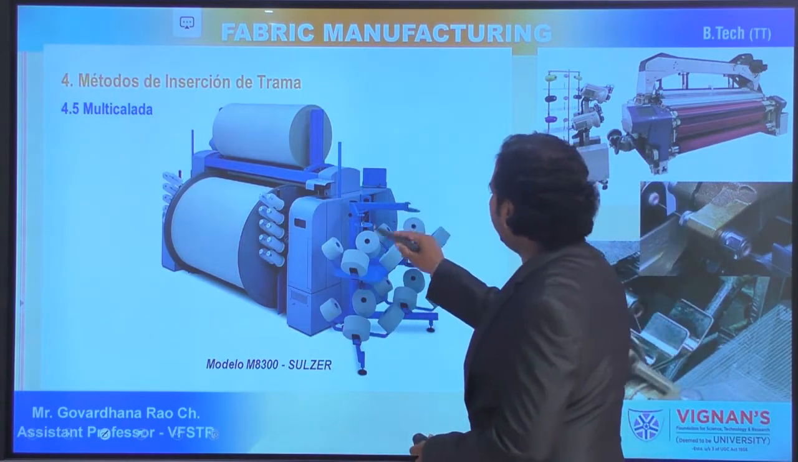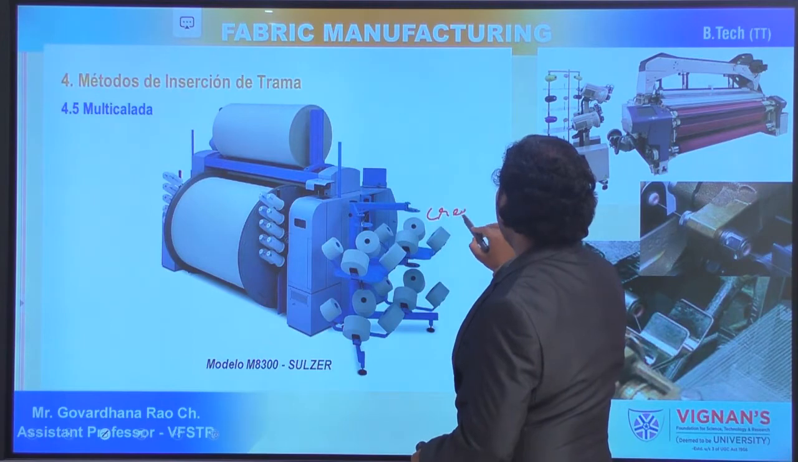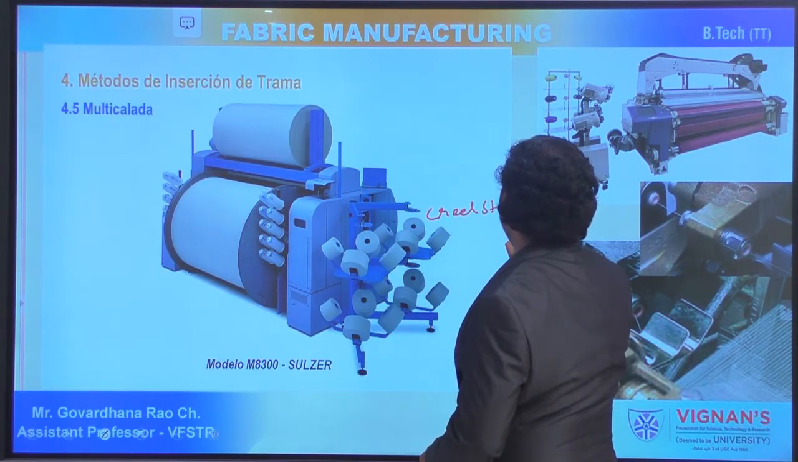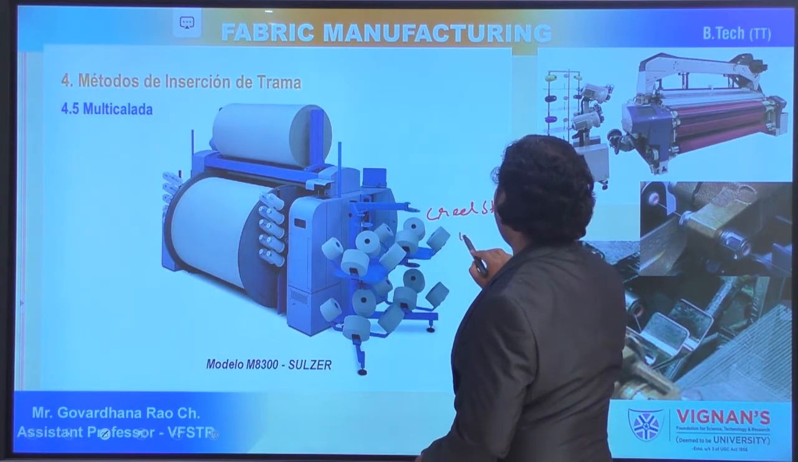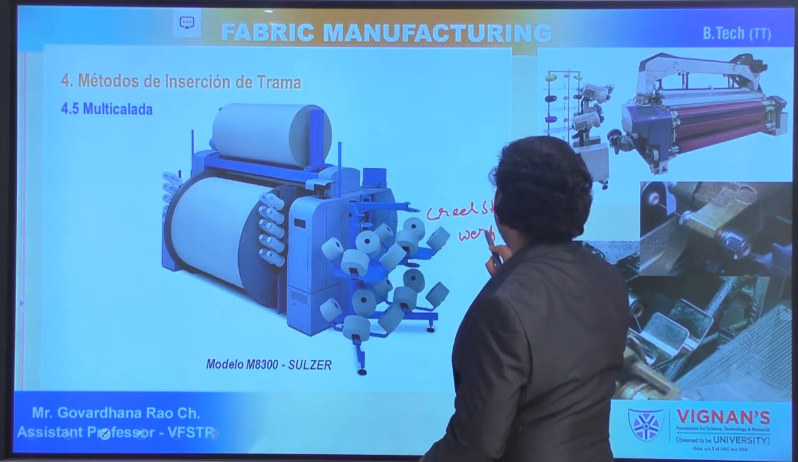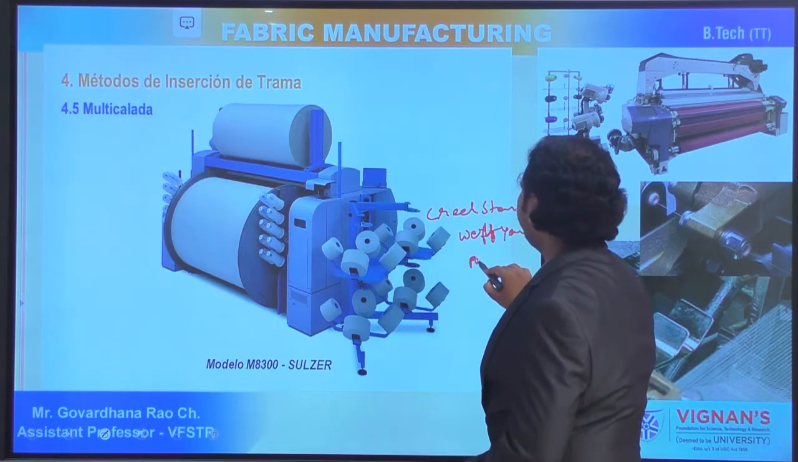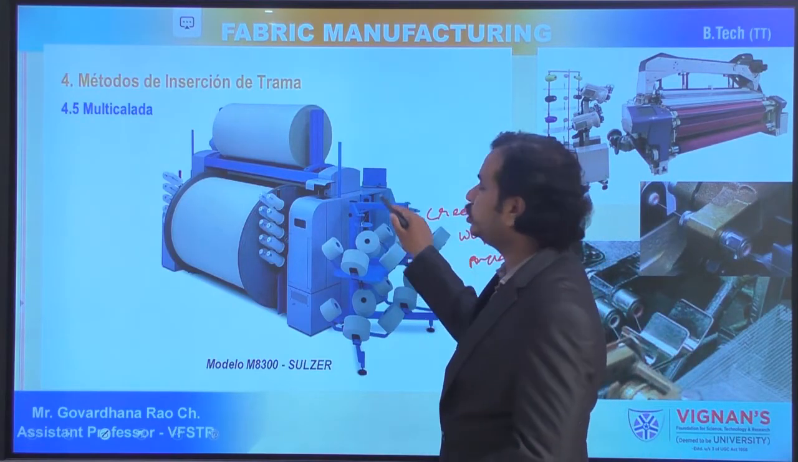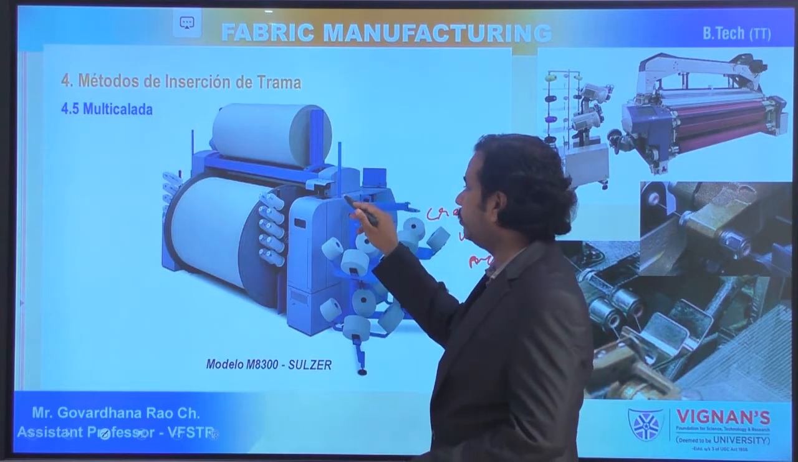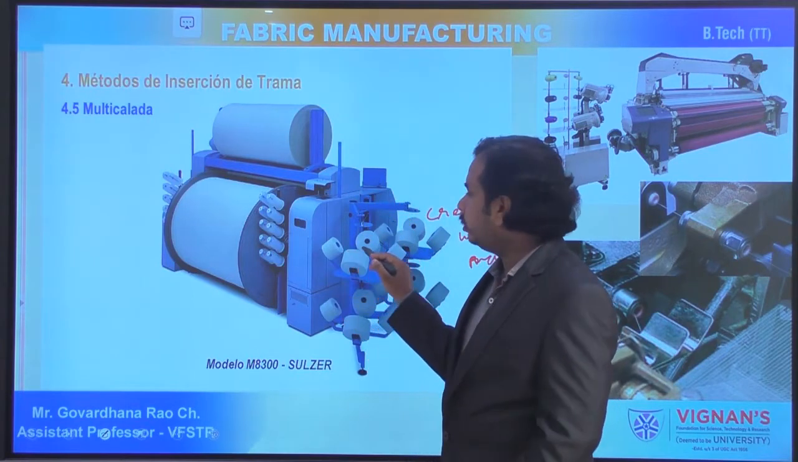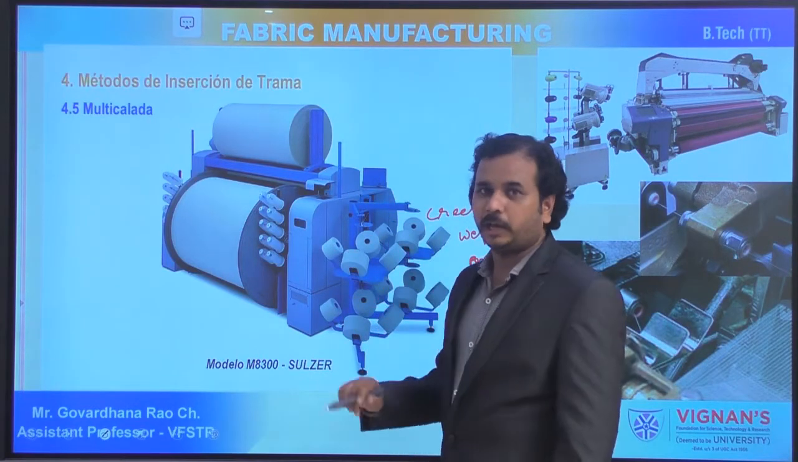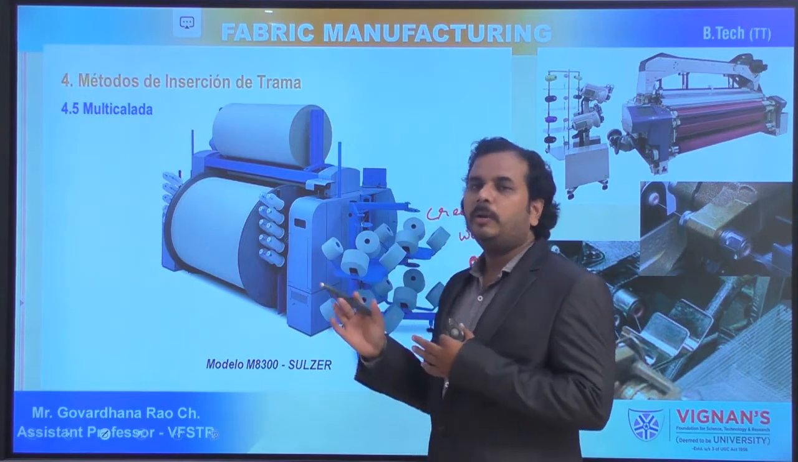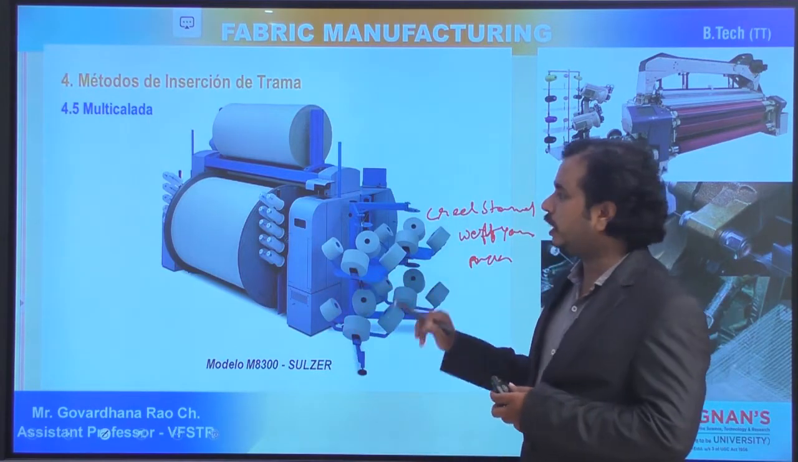So this is the creel stand particularly for the weft yarn packages. Creel stand for the weft yarn packages. From this only the weft yarn is going to be taken up. So four yarns at a time we need to insert, so a minimum of 4 packages are required in the creel.